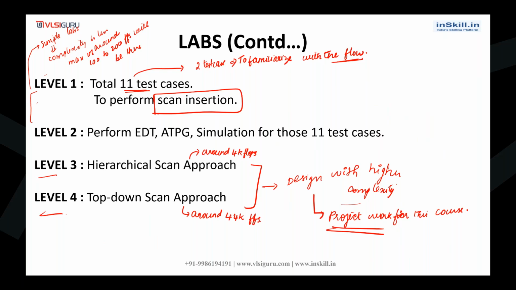If you want to replace all the normal flops with scan flops, and do scan chain stitching, that is what is called scan insertion. If you want to do it with the help of Tessent tools, then there will be a flow: setup phase, analysis phase, insertion phase. Like that, there will be a flow for it.